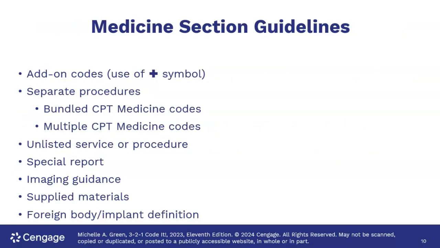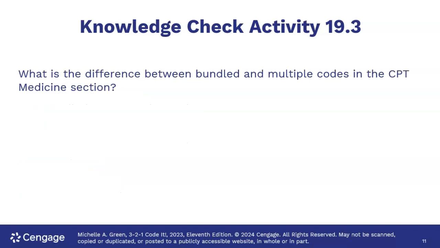All right, different guidelines. You do have the add-on codes. Remember your add-on codes: you can never use an add-on code alone. You have separate procedures. These could be bundled CPT medicine codes. There could be multiple CPT medicine codes. Unlisted service or procedure, remember they end in 99. Special report, we could have imaging guidance, supplied materials, foreign body, implant definition.